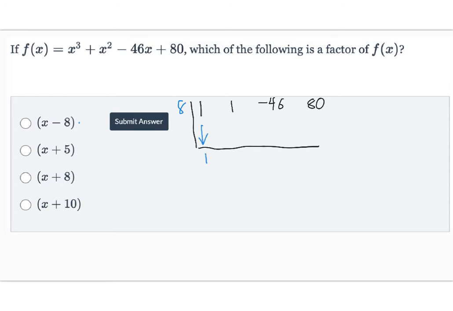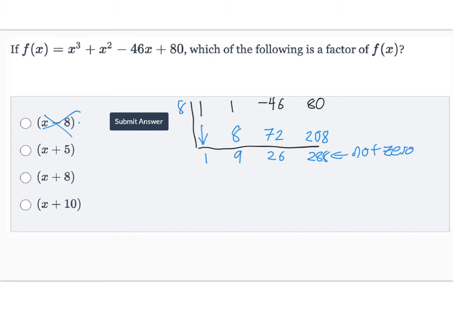So we are going to bring that down. 8 times 1 is 8. Add up to get 9. 8 times 9 is 72. Negative 40 plus 72 is 32. Minus 6 is 26. That's going to be like 160, 208. And then that's 288. Since that's not 0, this is not a factor.